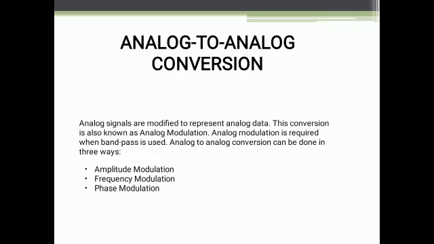Now, analog to analog conversion. Analog signals are modified to represent analog data. This conversion is also known as analog modulation. Analog modulation is required when band pass is used. Analog conversion can be done in three ways, that is, amplitude modulation, frequency modulation, and phase modulation.